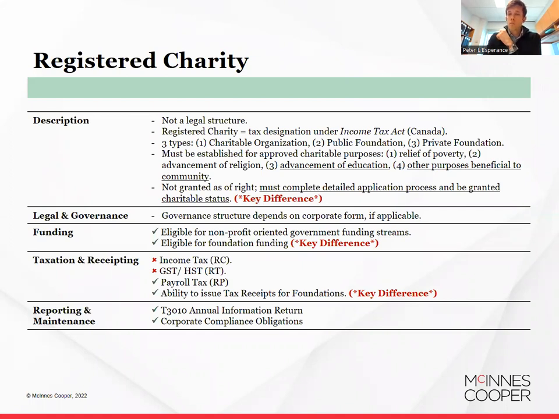And the ones that are most relevant for environmental organizations would be advancement of education, other purposes beneficial to the community. And we'll talk about some sample purposes later. And the key difference between a charity and a nonprofit is charitable status is not granted as a right. Rather, the organization must complete a detailed application process and be granted charitable status by the CRA Charities Director.